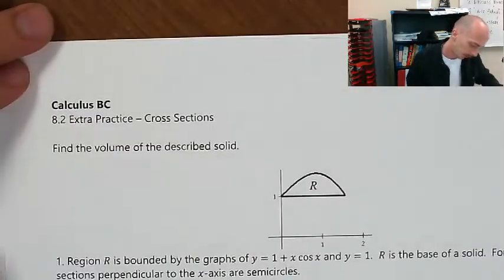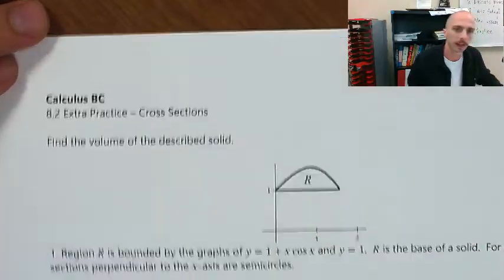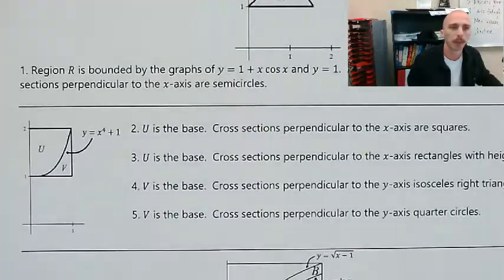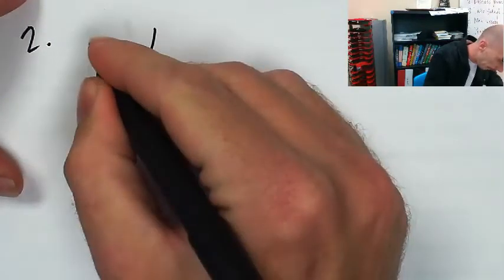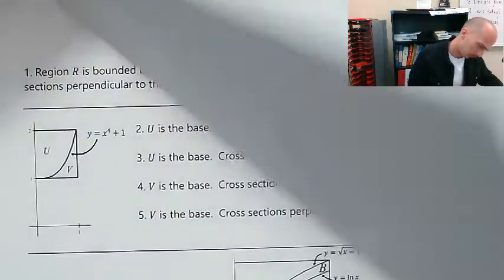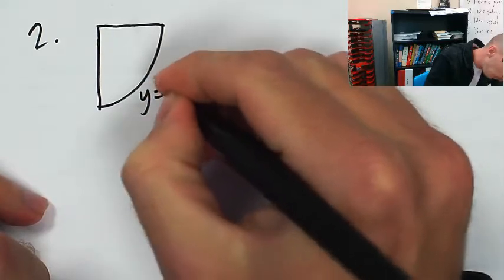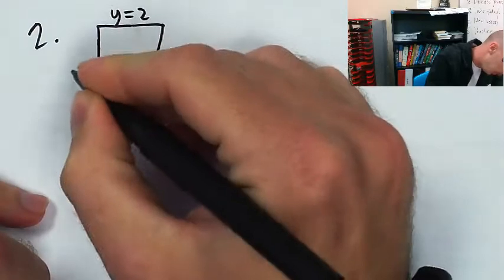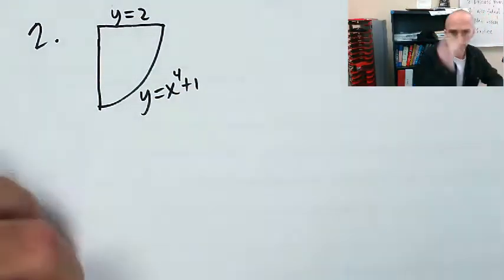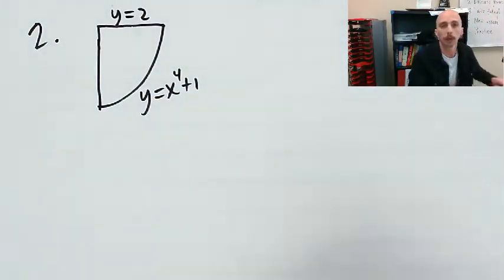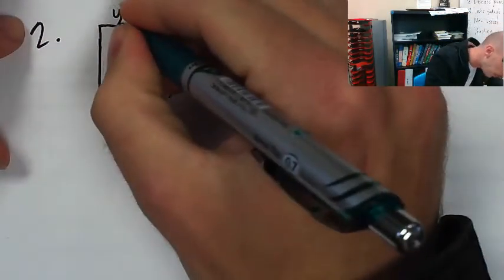Number 2. U is the base of a solid. Cross-sections perpendicular to the x-axis, you can't see that, but they're squares. So I'm going to draw myself a picture of region U and label my drawing. y equals x to the 4 plus 1, this is y equals 2, and that's the x-axis. I don't think the axis is super necessary because I'm taking cross-sections perpendicular to the x-axis.